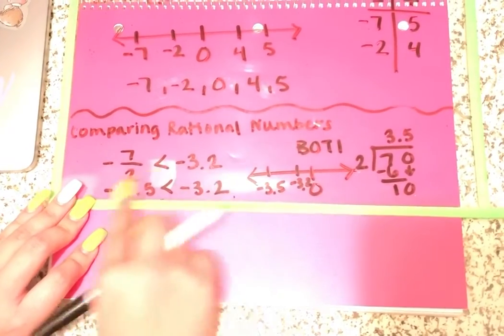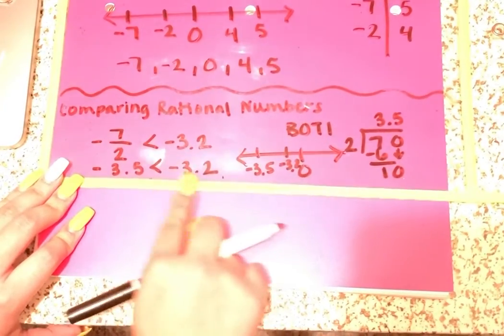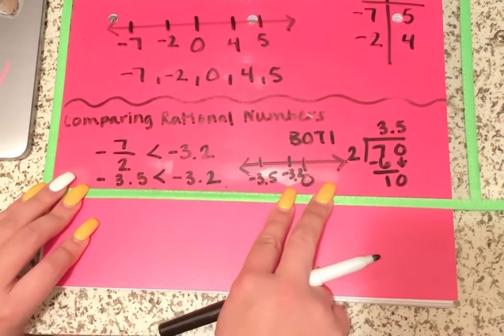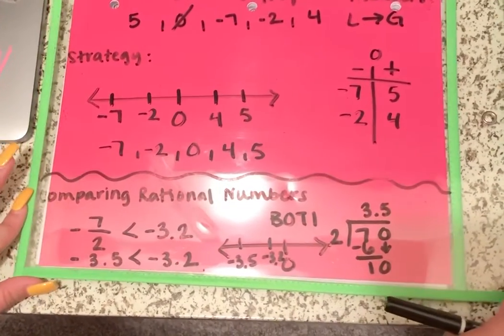So when I'm comparing my rational numbers, I want to make my strategy to compare them to the same form, these are decimals, and to use a number line to help us check our work. So good luck doing your work. If you need to rewatch the video, go ahead and rewatch it.